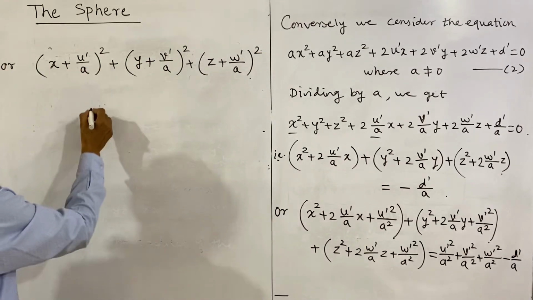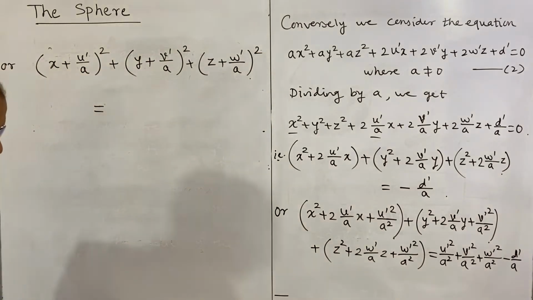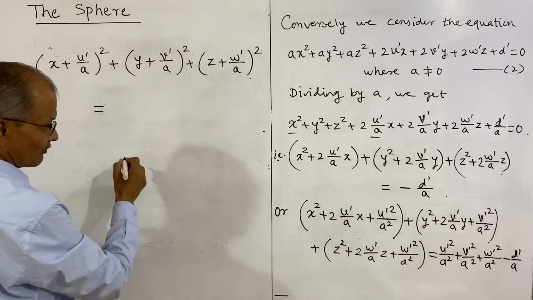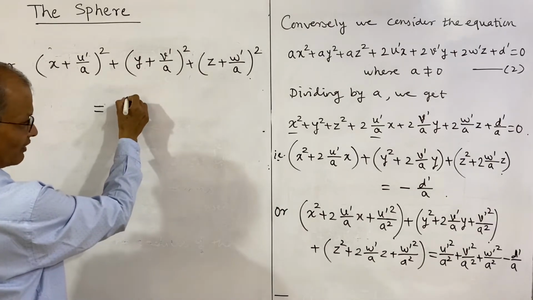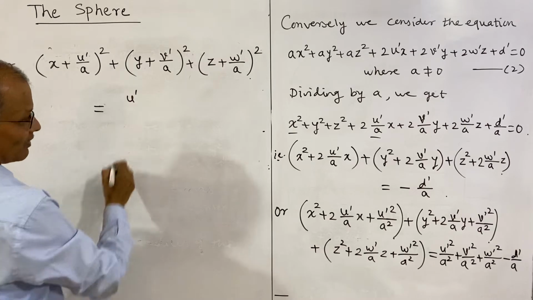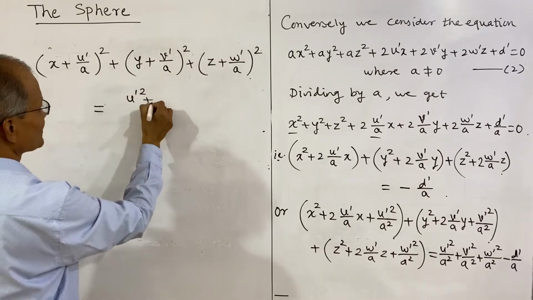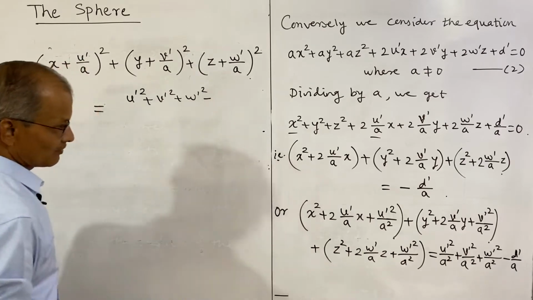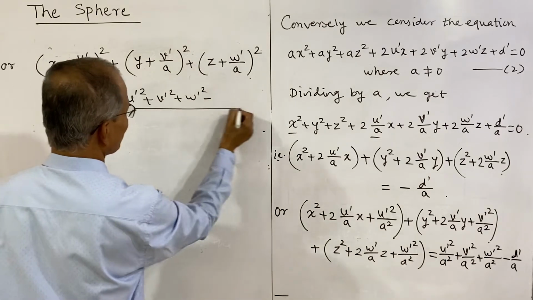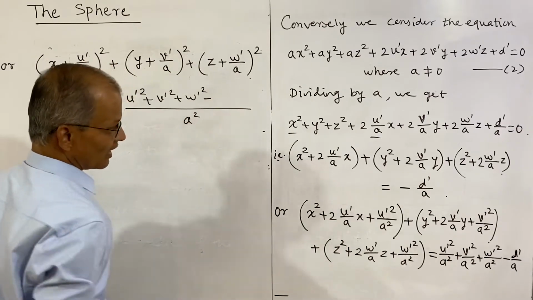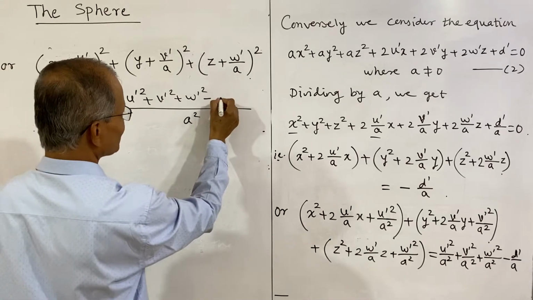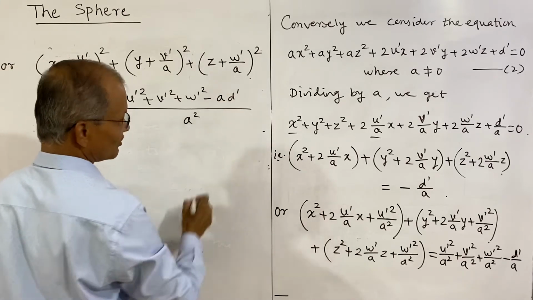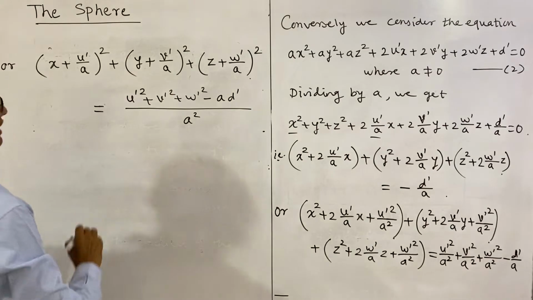And the right side can also be written in square form. We will first write it as u prime square plus v prime square plus w prime square minus, and we want to take the LCM as a square, and therefore we have to multiply the last term by a into d prime divided by a square.